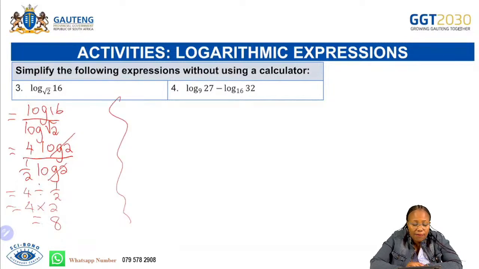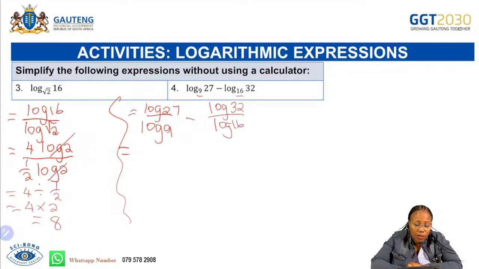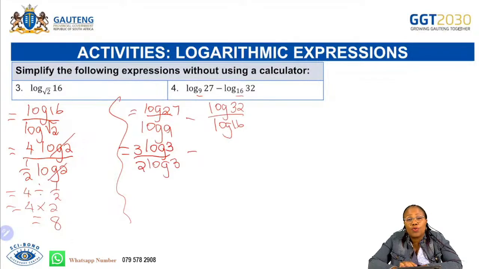And then log 27 over base 9. Look at the base now, different bases. That means we must apply change of base. Log 27 over log 9 minus log 32 over log 16. Log 27, this one is coming more often. I think you now know that is 3 log 3. Log 9 is 2 log 3. 32 is 2 to the power 5. Then it will be 5 log 2. 16 is 2 to the power 4. It will be 4 log 2.